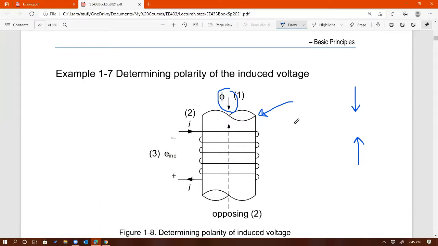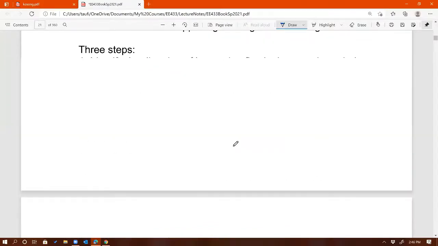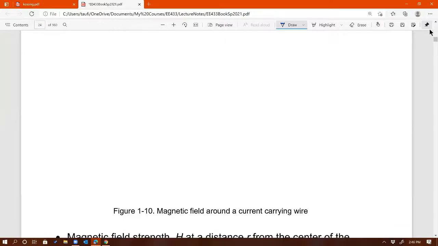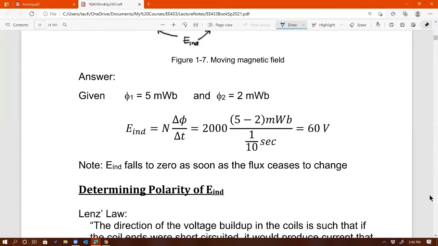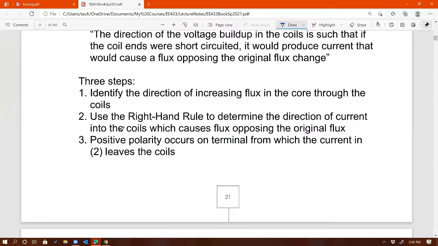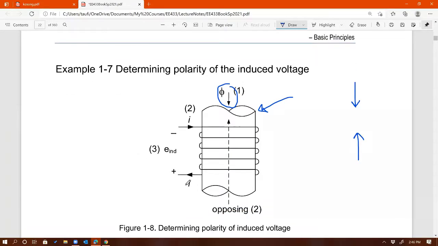Step number three states that the positive polarity of the induced voltage happens when the current leaves the coil. So the current leaves, is that right? Just double checking. Number three, positive polarity occurs from which the current is leaving. So when the current leaves the coil, that's why we have the positive polarity of the induced voltage.